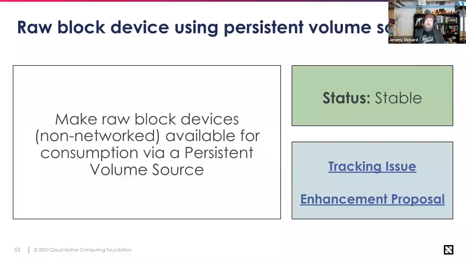And we see the same thing in SIG storage. So the first one we'll talk about is the ability to use raw block devices as persistent volume sources. This one's been around since 1.9 as an alpha feature. It graduated to beta in 1.13, and now it's available just as a by default feature.